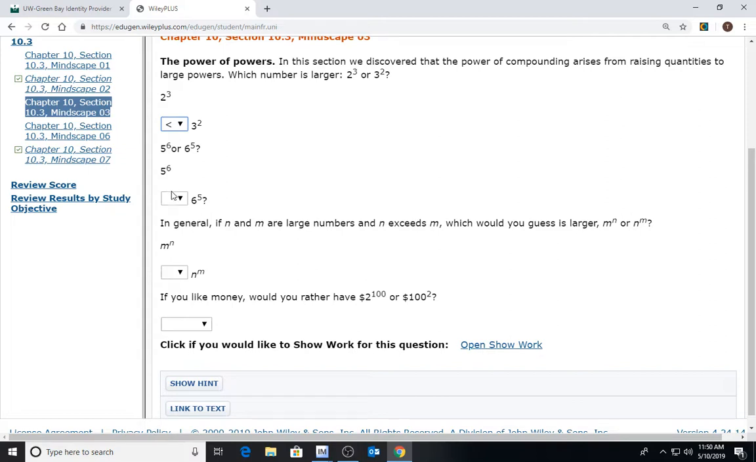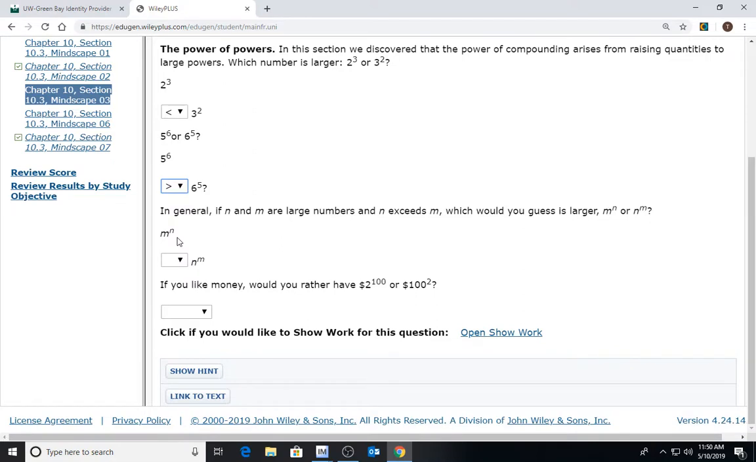So 5 to the 6 is bigger than 6 to the 5th, because I'm just guessing that. Let me just double check, but it should get to a certain point where the exponent is what makes the difference. Yeah, so 5 to the 6 is bigger because that exponent's bigger. So usually, if the exponent's bigger, that's the bigger value.